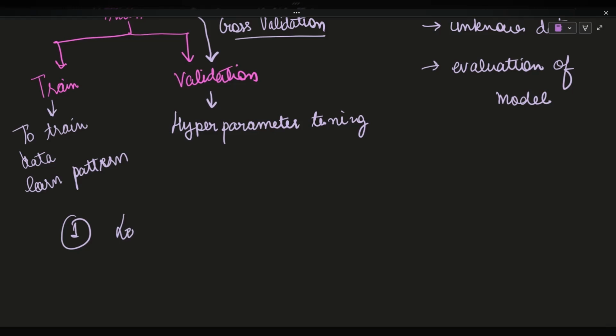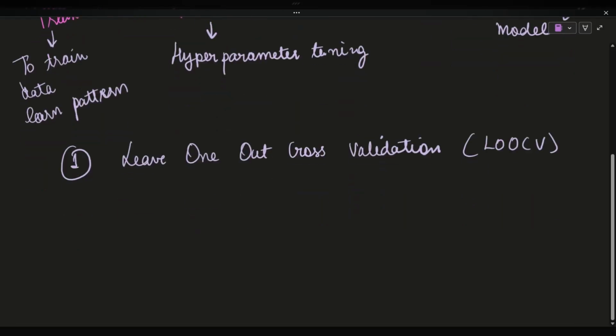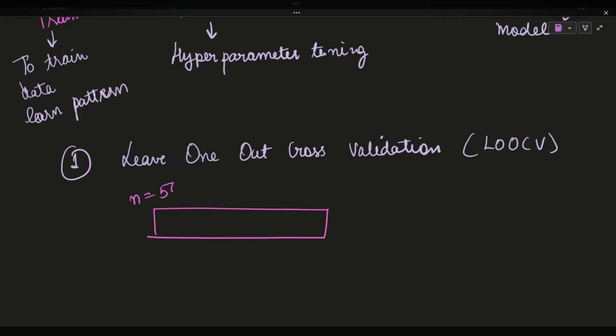First is, try to understand it very carefully, very important, this is leave one out cross validation. So in this validation, we will always leave one data out. That is very clear from the name. For example, you have this training data n equals 500. Out of 500, one data will be for validation, other 499 for training.